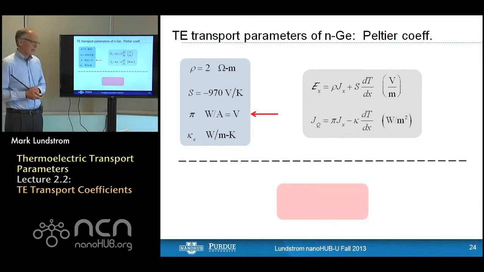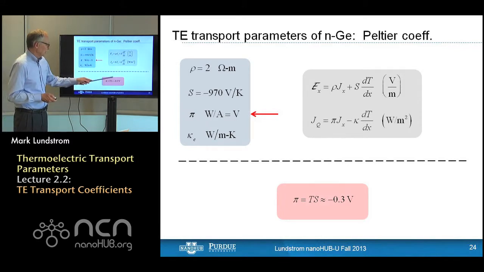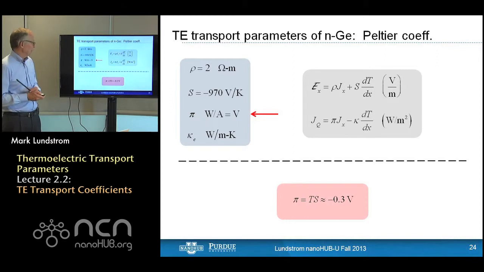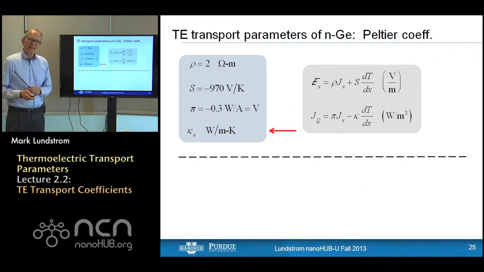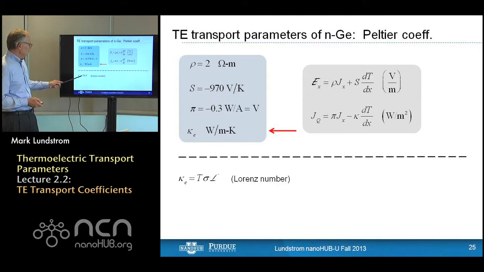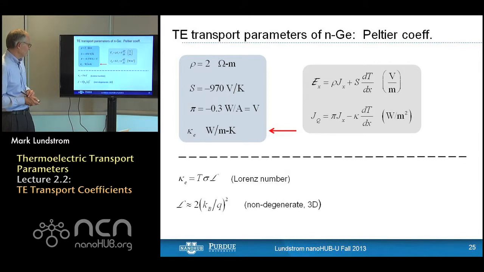Okay, let's look at the Peltier coefficient. This one is easy. Just multiply the Seebeck coefficient times temperature, and we'll end up with minus 0.3 volts for the Peltier coefficient. And finally, let's estimate the electronic thermal conductivity. We'll use the Wiedemann-Franz law, and if we can deduce the appropriate Lorentz number, then we can estimate the electronic thermal conductivity.